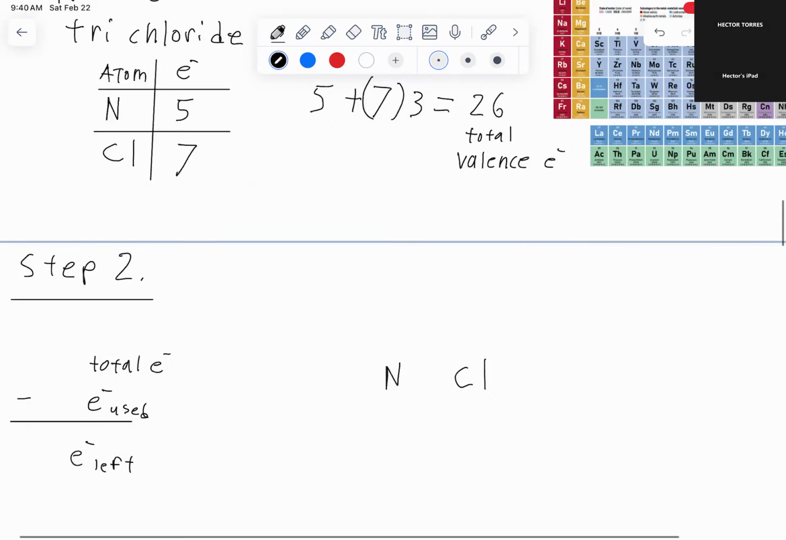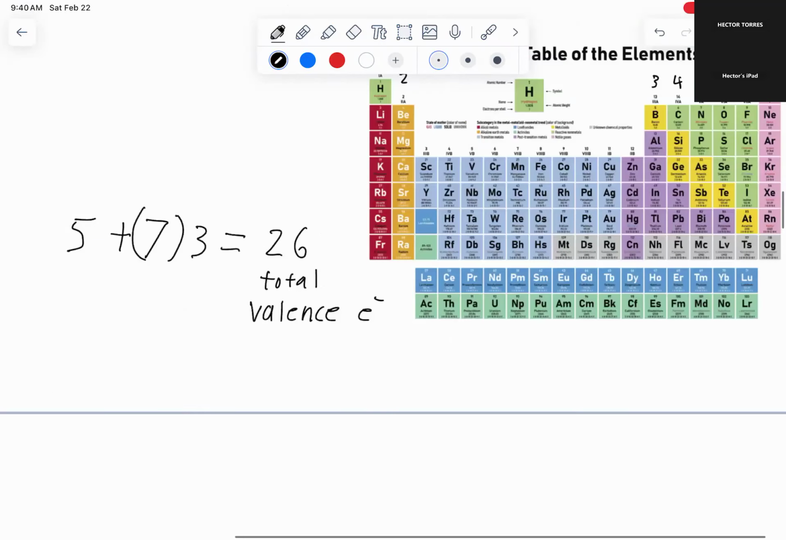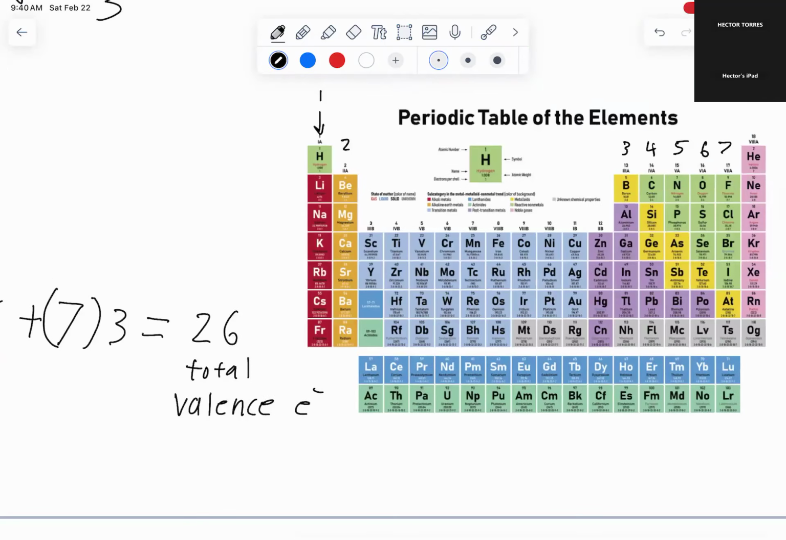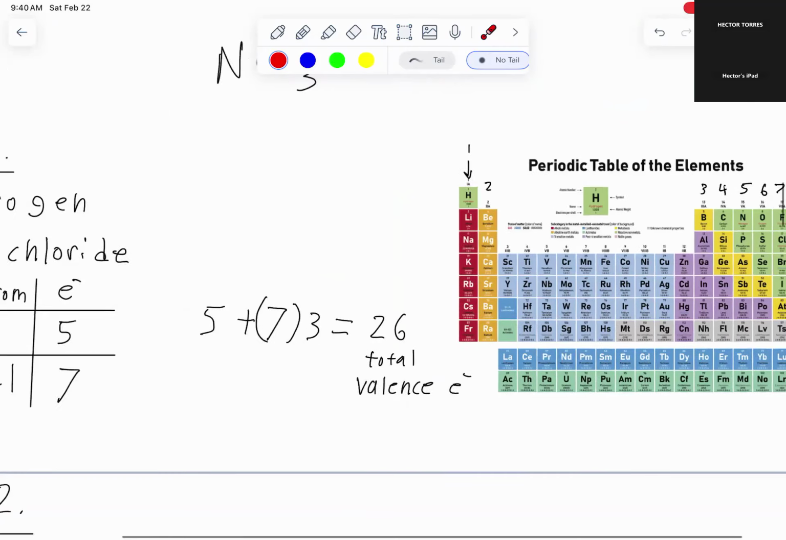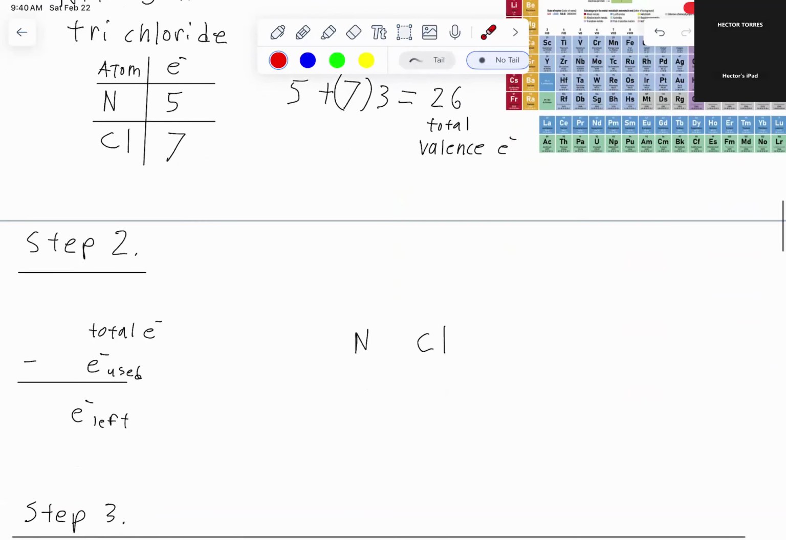So between nitrogen and chlorine, if we look here, chlorine is right here. It's really close to the top right, showing that this is very electronegative. Nitrogen is 2 away from the top right, showing that it is less electronegative than Cl. So when looking at the connectivity, nitrogen should be in the middle if we use the trend of electronegativity.